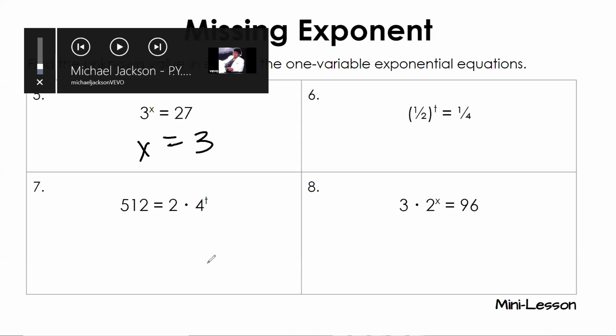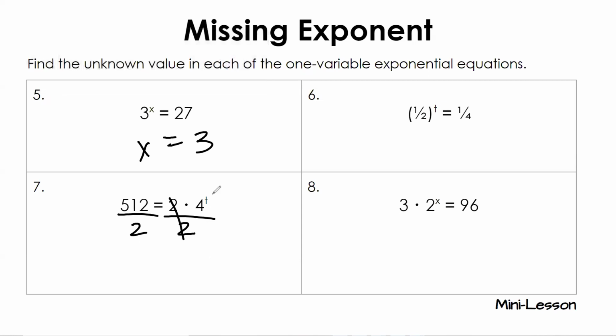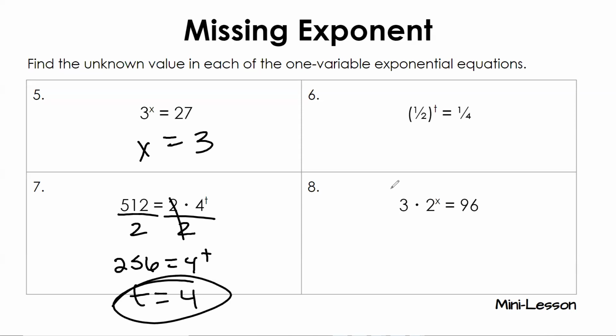All right, on number 7, what's the first thing you're going to do on this guy? Divide by 2. Why do we divide it by 2? Well, if we divided it by 4, what is the 4 attached to? So we can't divide by that guy. Yeah, because we're trying to get him by himself. So 512 divided by 2 is 256. And then 4 raised to what power gives us 256? 4. So T equals 4. Good.